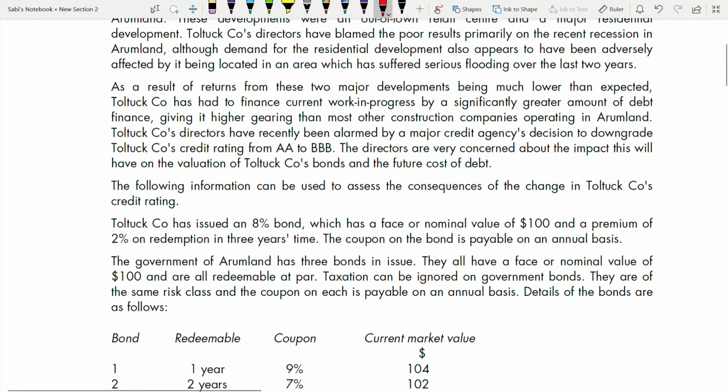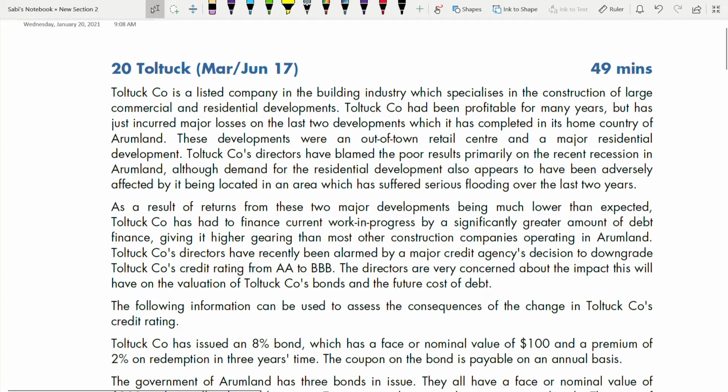Now let's go to this. Toltec is a listed company in the building industry which specializes in the construction of large commercial and residential developments. Toltec has been profitable for many years but has just incurred major losses in the last two developments which it has completed in its home country of Aramland. These developments were an out of town retail center and a major residential development.